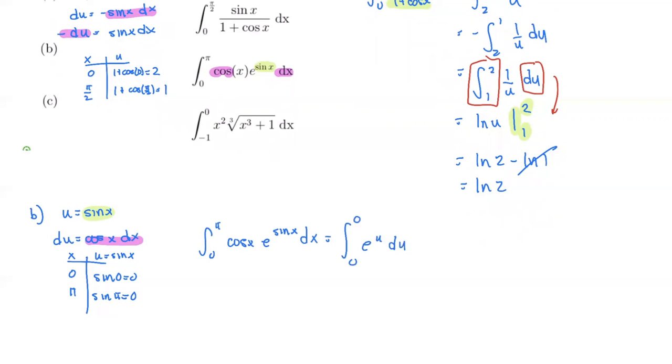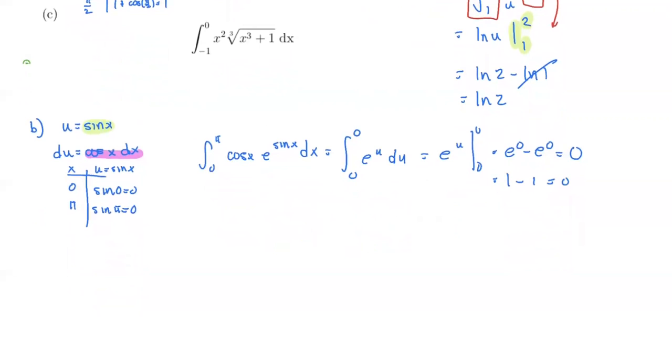And of course, this is just going to be 0, but let me do it anyway. This would be e to the u from 0 to 0. From 0 to 0, which would just be e to the 0 minus e to the 0, which is still 0. Or in other words, 1 minus 1. Still 0 though, regardless. So that's really all there's to this. This one is done, and hopefully it's done well, nicely for you.